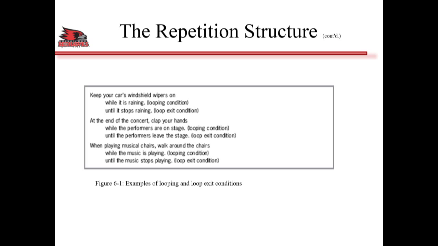Some other examples are given. In a concert, if the performers are on stage, clap your hands. As long as the performers are on stage, you keep on clapping, which is the loop condition. Once they leave the stage, stop clapping. Musical chairs: while the music is going on, walk around the chairs. Music stops, stop your walking. So these are examples of loops where you process some condition, and if that condition is met, you keep on doing the same thing over and over again.